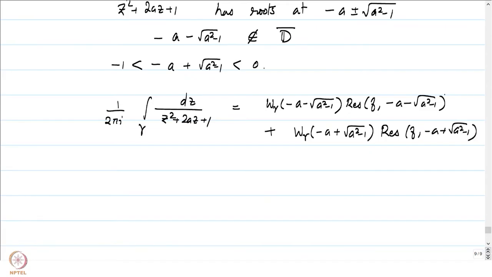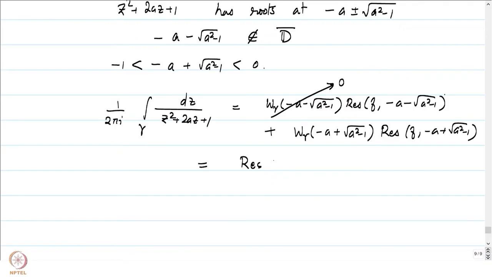We just noted that the point minus a minus square root of a square minus 1 does not belong to D bar, and therefore the winding number is going to be 0. That is something which you should sit down and check, and therefore the first term is going to vanish. So this is just going to be equal to the winding number of gamma around minus a plus square root of a square minus 1, which is equal to 1. We have done the necessary prerequisites to conclude that this winding number is 1.